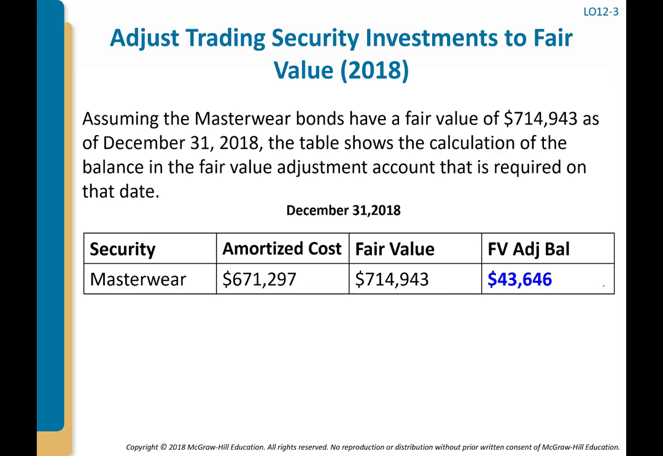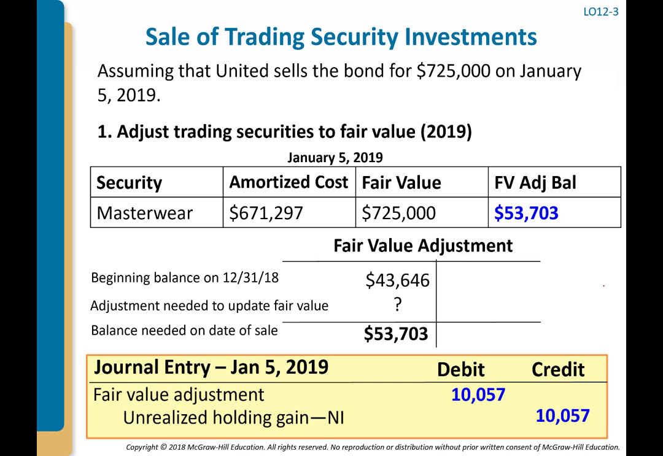Now, you come over and you take a look at the security, how we'll analyze it. It has an amortized cost. It has its fair value, okay? And notice here, we take a fair value adjustment of $43,646. That's the difference between its fair value and its amortized cost at any point in time, right? Because we're going to carry it at fair value.